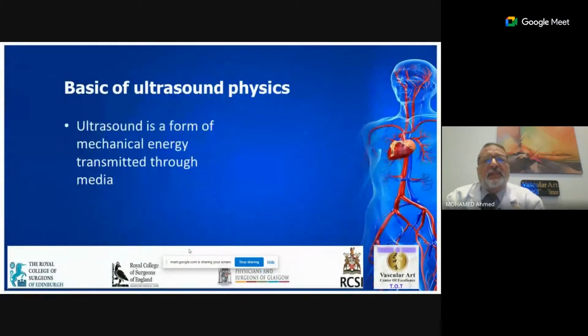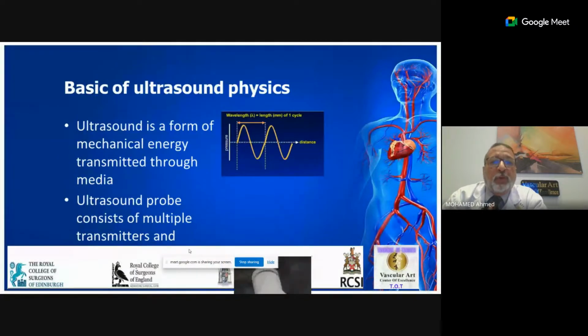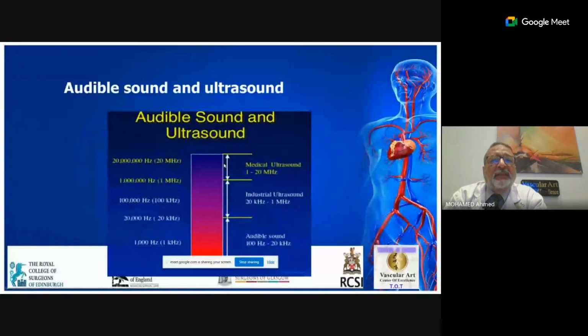Now, basic ultrasound is a form of mechanical energy transmitted through media. And there is what is called the probe. The probe that you see here is formed of a small crystal which sends the signal and is reflected by the tissues. This is the basic idea. And you must know that air is the enemy of ultrasound. This is the audible sound. You can see that industrial ultrasound is between 20 kilohertz and 1 megahertz, and this is the frequency range that we are using.